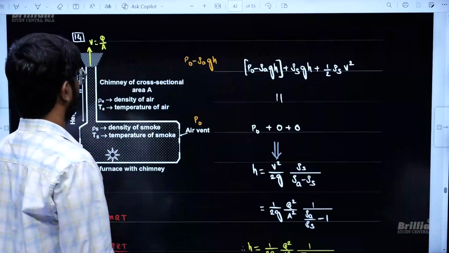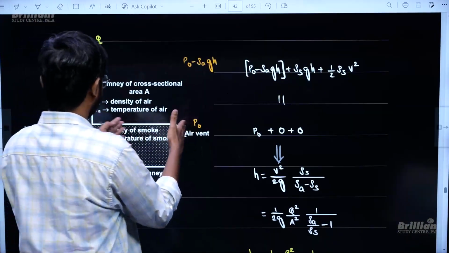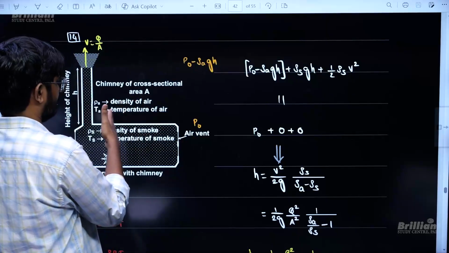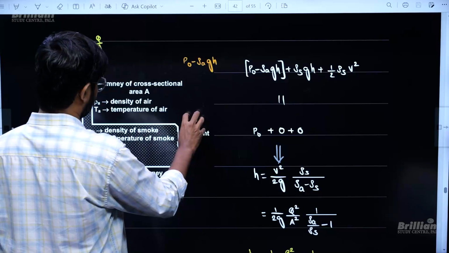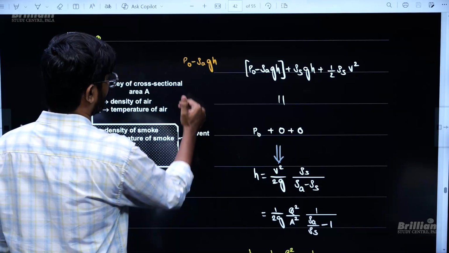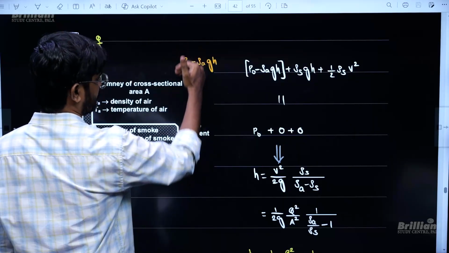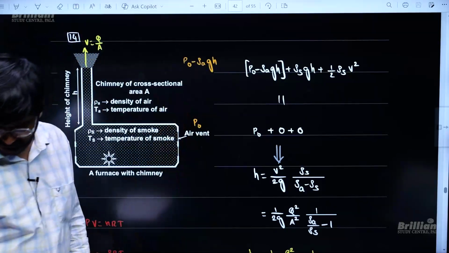So let me talk about the information. They said the density of the air and temperature of the air here. So if the pressure here is P0, then when you go up, pressure decreases, because they said that is how you need to take it.